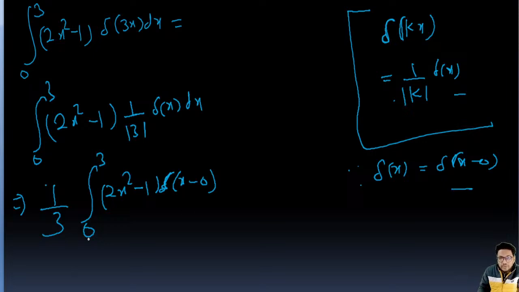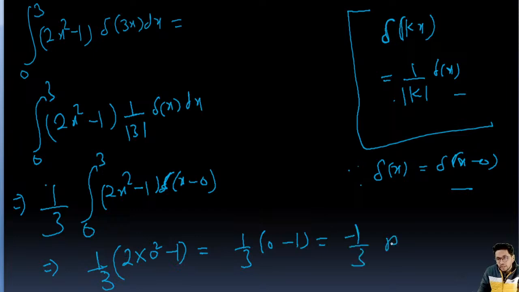So 0 comes between 0 to 3, right? So that implies 1 upon 3 f of a. F is this function, so we'll write the value f of 0: 2 into 0 square minus 1. So this is 1 upon 3 into (0 minus 1), and this is going to be minus 1 upon 3. Very simple. So we have used the second property, and this is the correct answer. These are very important questions for practicing the properties of the Dirac delta function.